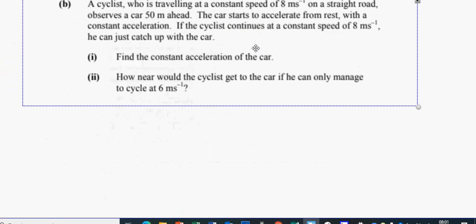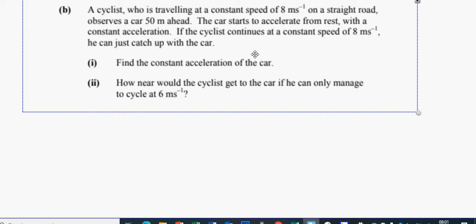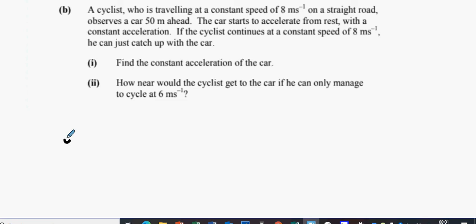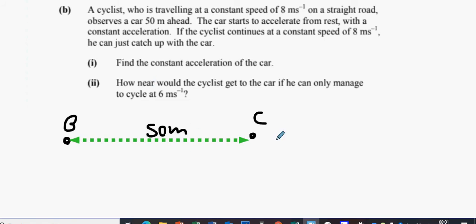This is tricky. A cyclist who is traveling at a constant speed of 8 meters per second on a straight road observes a car 50 meters ahead. So, for argument's sake, B for bike and C to represent the car. Okay, so what do we have there? We have 50 meters ahead, no bother. Now, the car is accelerating from rest, so U equals 0 and A equals A. The bike, its U value is 8, its V value is 8, A value is 0.